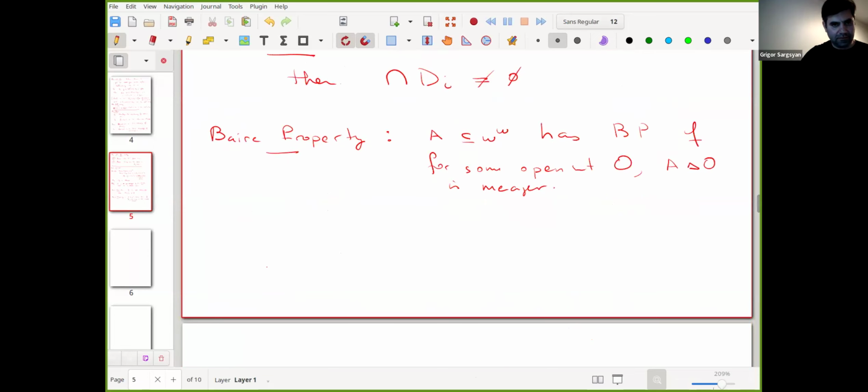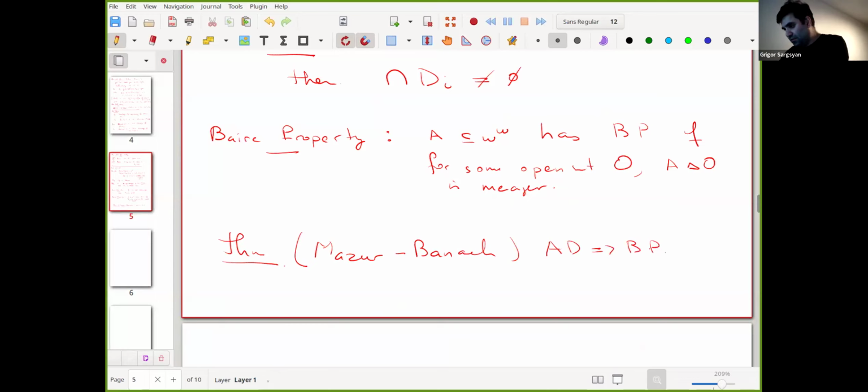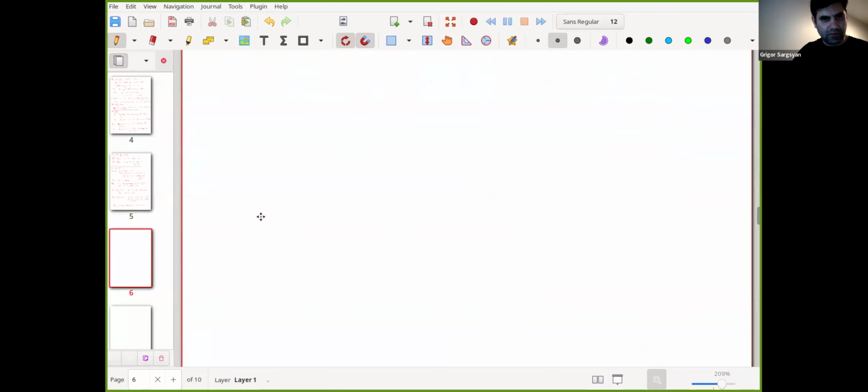Okay. And the theorem, which is quite famous and is due to Mazur and Banach, basically says AD implies BP. But the way you really want to prove it is by proving the following.